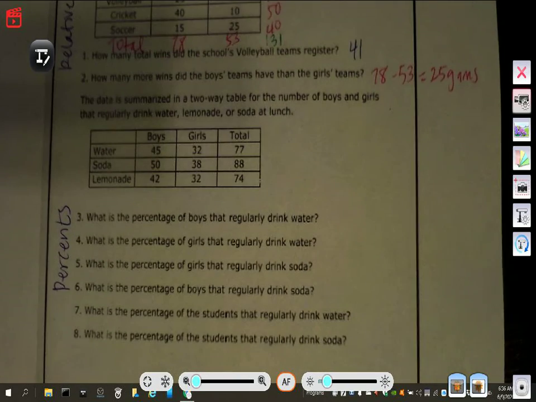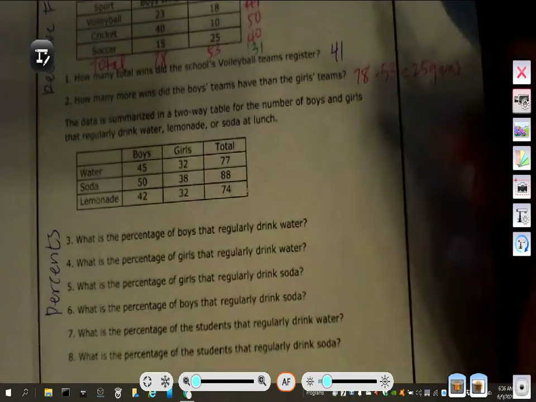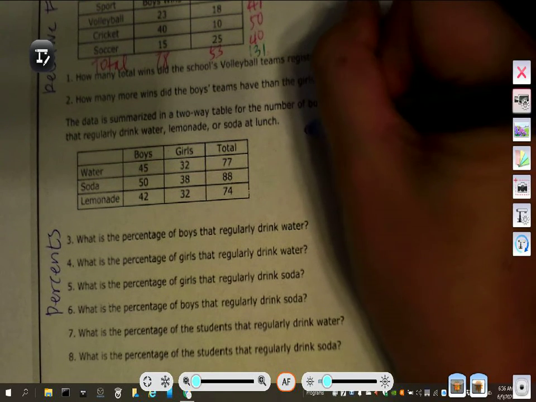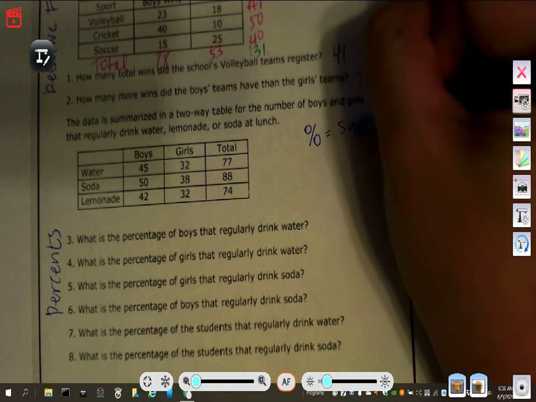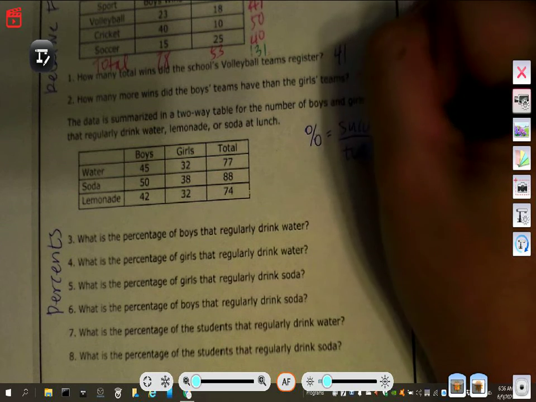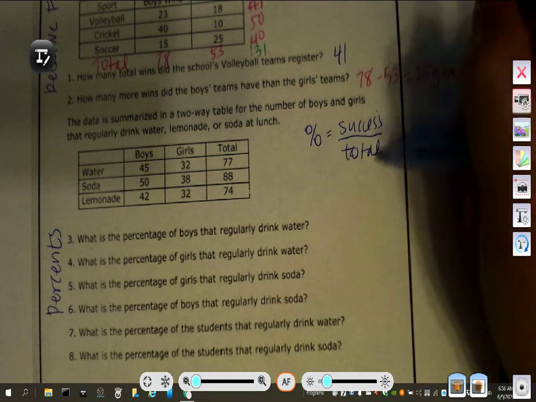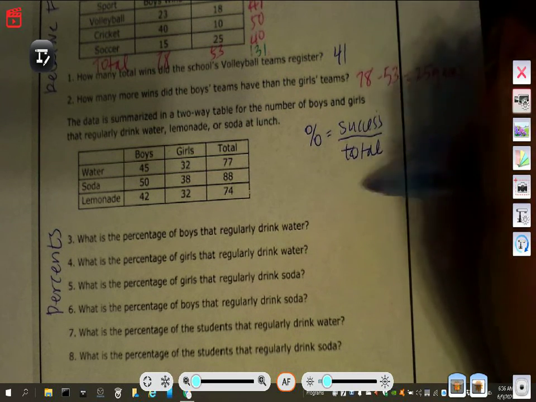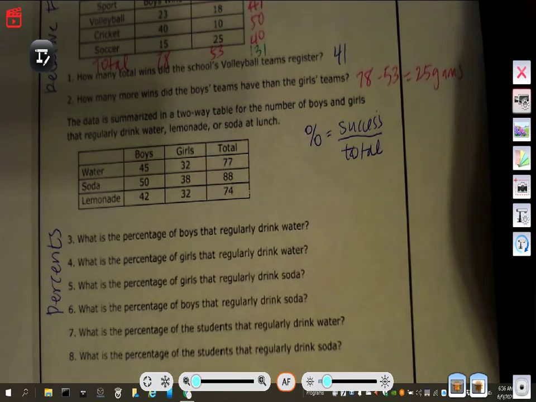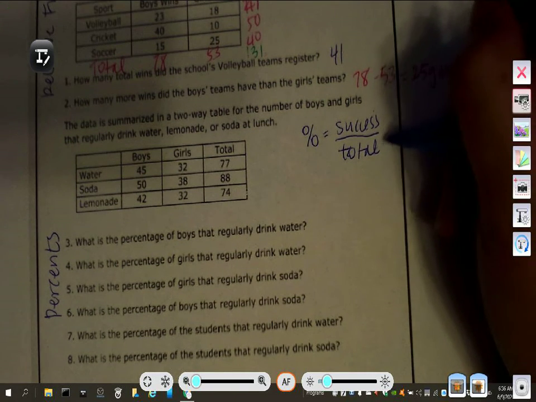Whereas, remember in percentage, before I actually do anything, let's talk about percentages. Percentage is success over total. This is the fraction version. We can change it to a decimal and then move it twice for the percentage. This is the 7th grade curriculum.